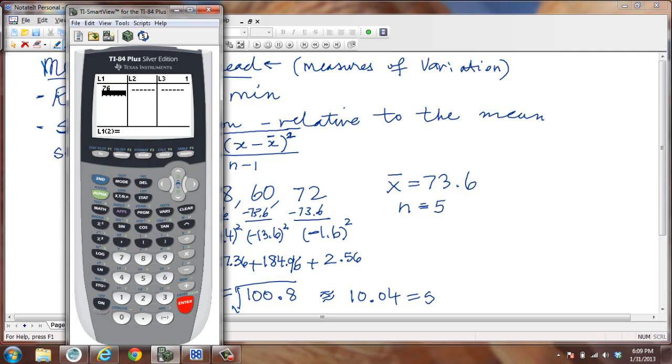76, 72, 88, 60, and 71, and 72. And now I want to go to stat, calc, one variable statistics, and I want to do one variable statistics on L1.